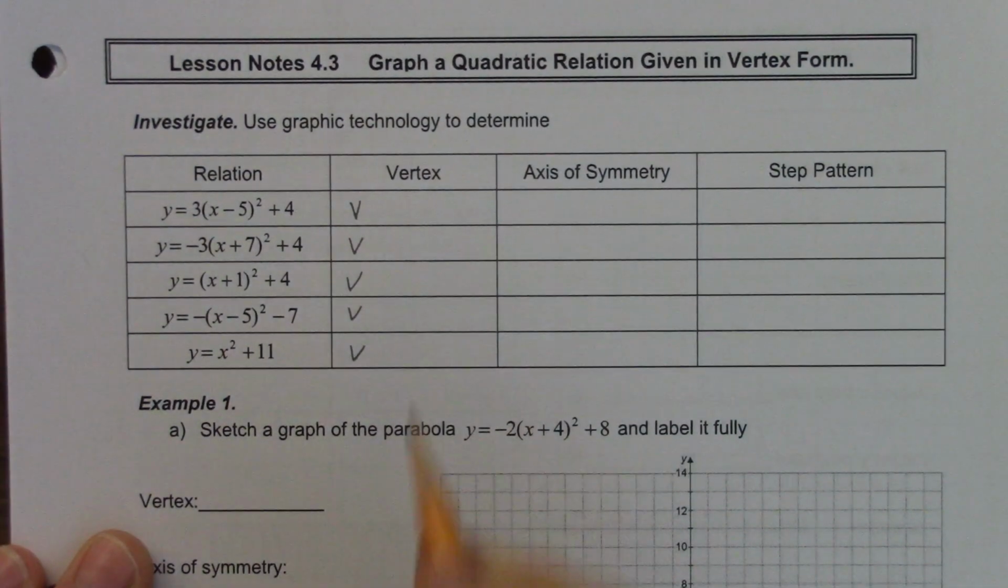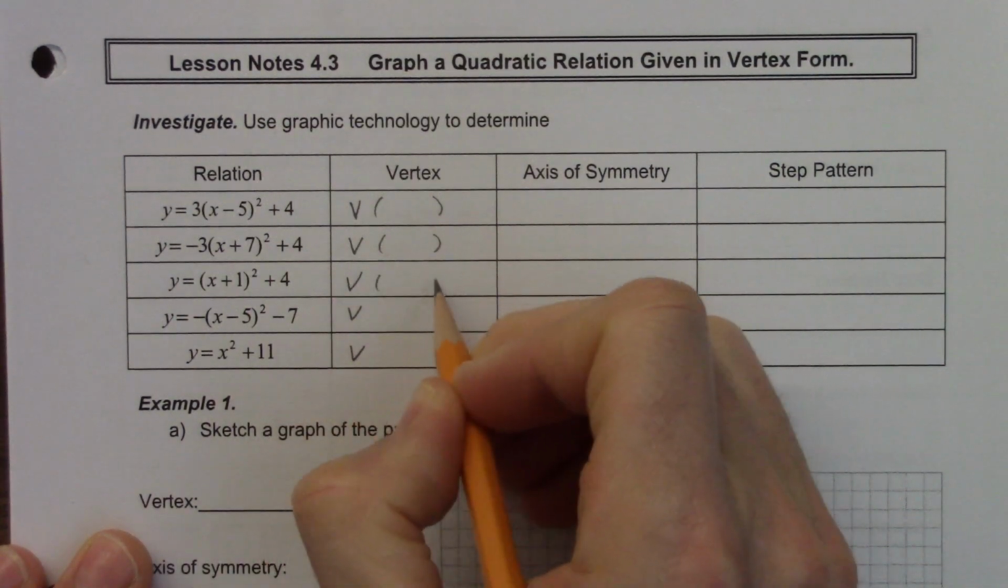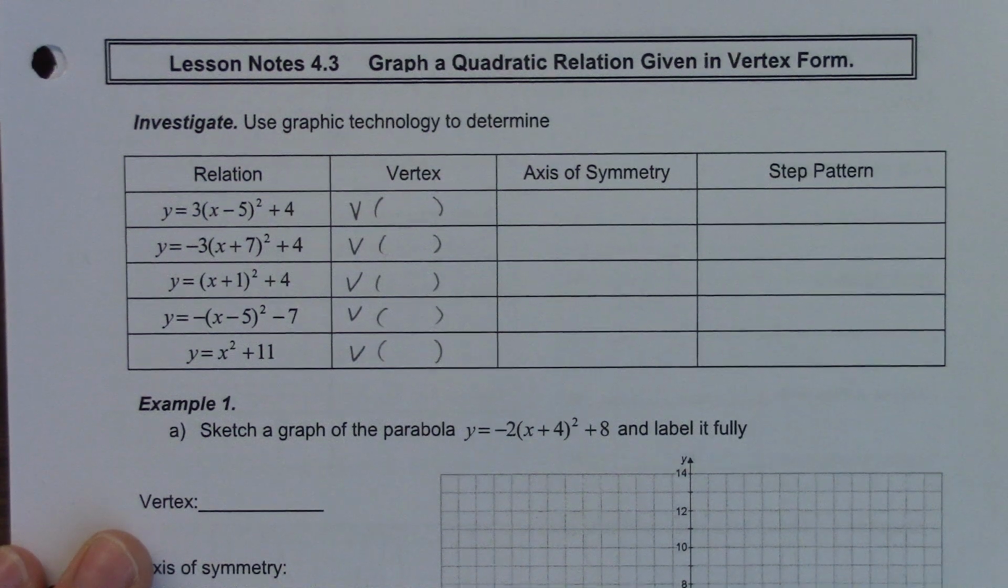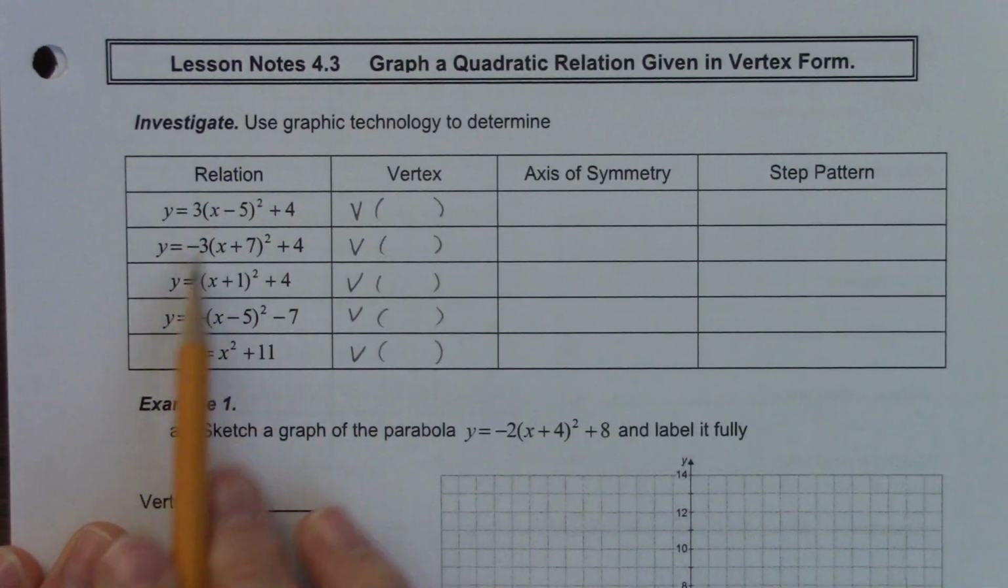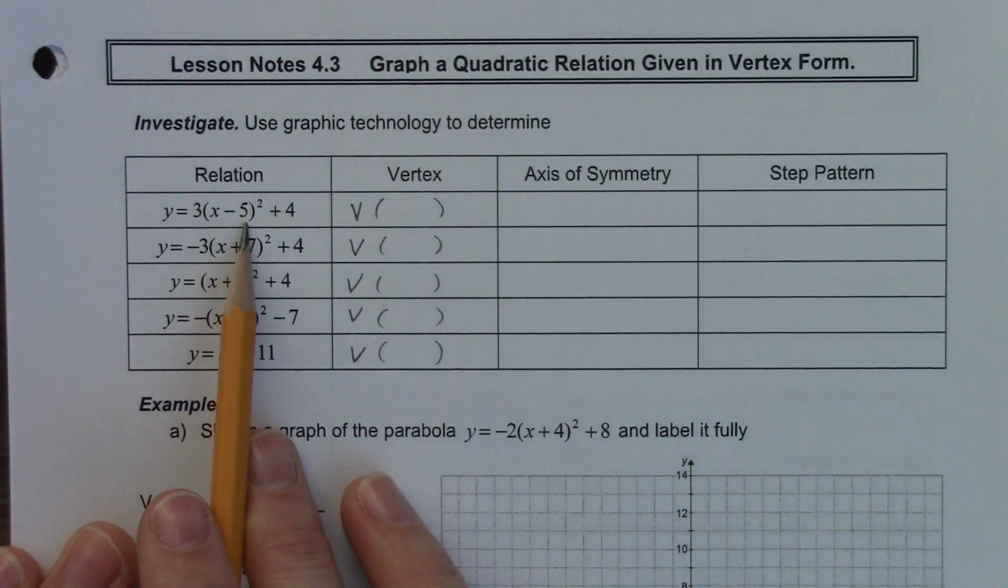All right, so vertex is represented by V. We know vertex is a point, right? We know it is what point on a parabola? The highest or lowest point. So in this particular case, we have all of our equations in vertex form, so they should tell us something about the vertex.